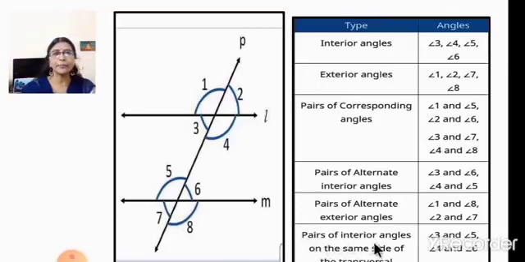Then we have learned about pairs of interior angles on the same side of the transversal. Just now we have learned angle 3, angle 4, angle 5, angle 6 are interior angles. So which two angles are on the same side of the transversal out of this? That is angle 3 and angle 5. They are on the same side of the transversal and they are also called co-interior angles. Same way angle 4 and angle 6 is on the right side. They are also co-interior angles as they are on the same side.